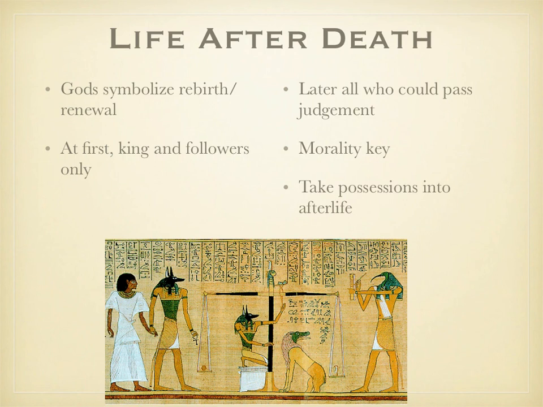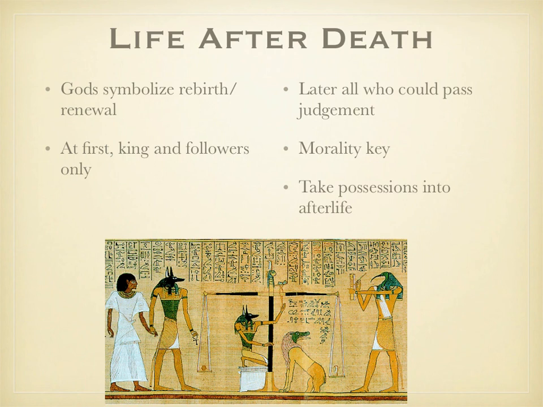However, as time went on, it shifts. So it becomes not just that it's the king that can go, it's anyone who can show that they have lived their life how they should have. And that is the absolutely key thing. And there's this ritual that is supposed to happen after death, which symbolizes it, which you're seeing in that picture down there below. What it comes down to is the way that you act in your life.